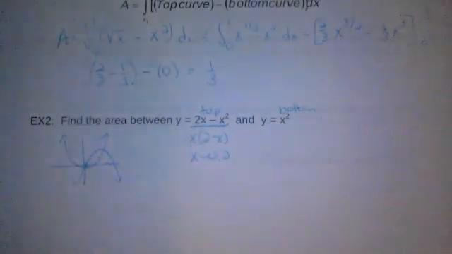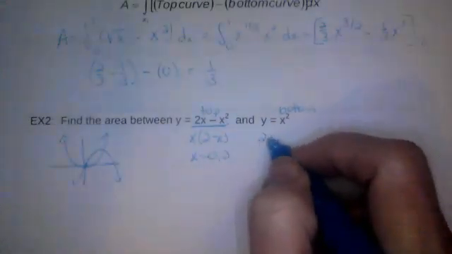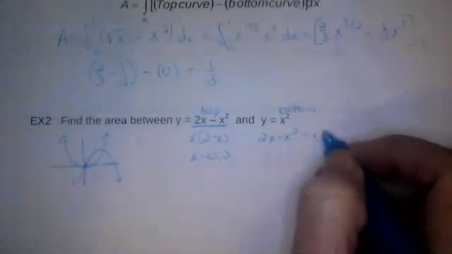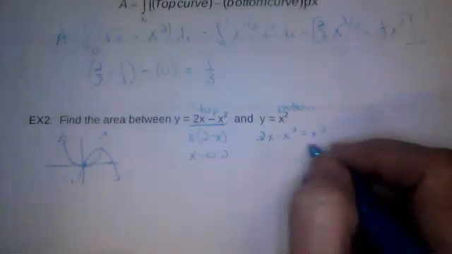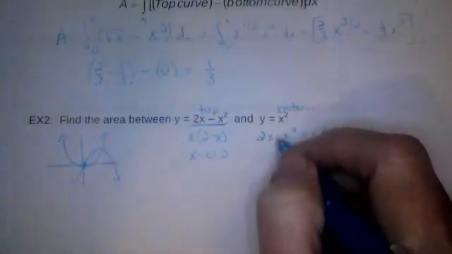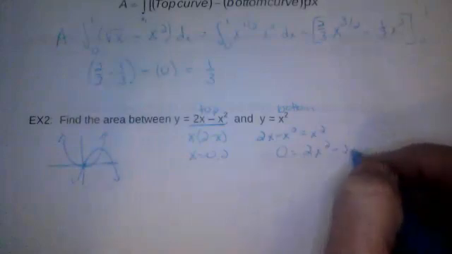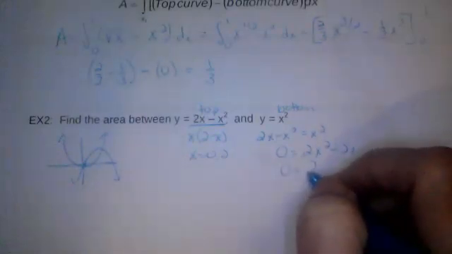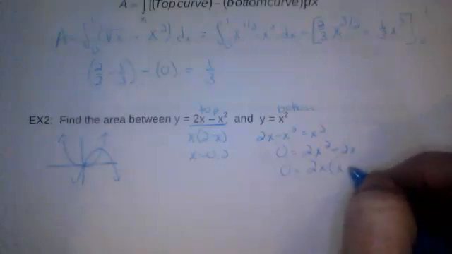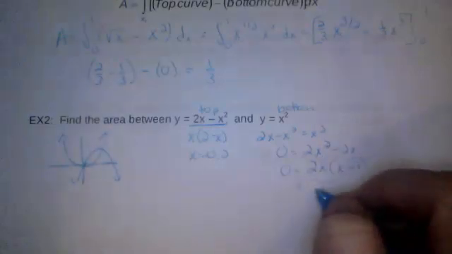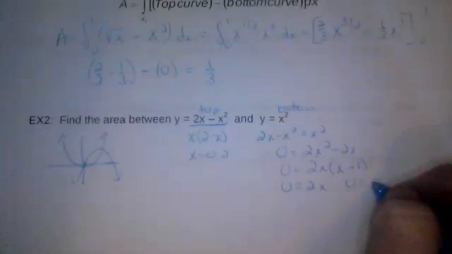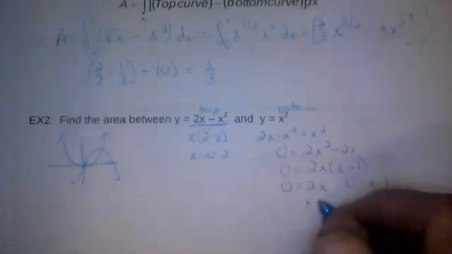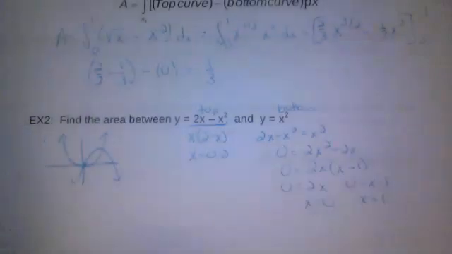The other option to figure out which one is on top and which one is on the bottom is to set these two functions equal to each other and then solve for x. So I'm going to move it all to the right hand side. So this would be 2x squared minus 2x. Factor out a 2x. So either 0 equals 2x or 0 equals x minus 1. So x is 0 or x is 1.